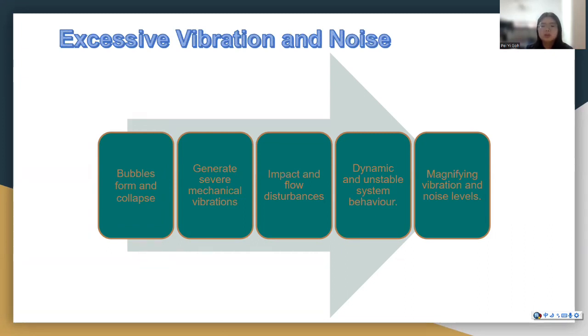environment. Furthermore, pressure fluctuations may align with the system components' natural frequencies, creating resonance and modifying vibration and noise levels. Then, this combination of resonance and unstable cavitation forces can affect the system stability, leading to operational challenges and potential long-term damage. Okay.